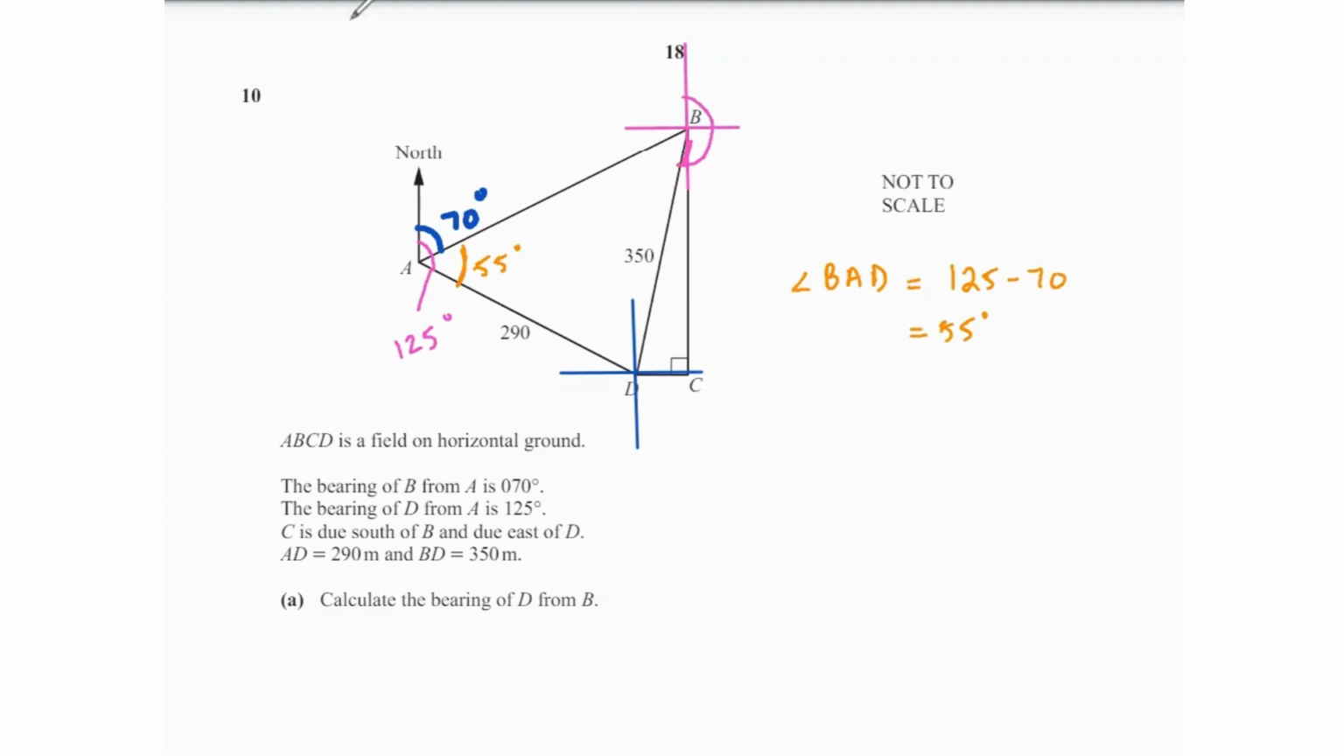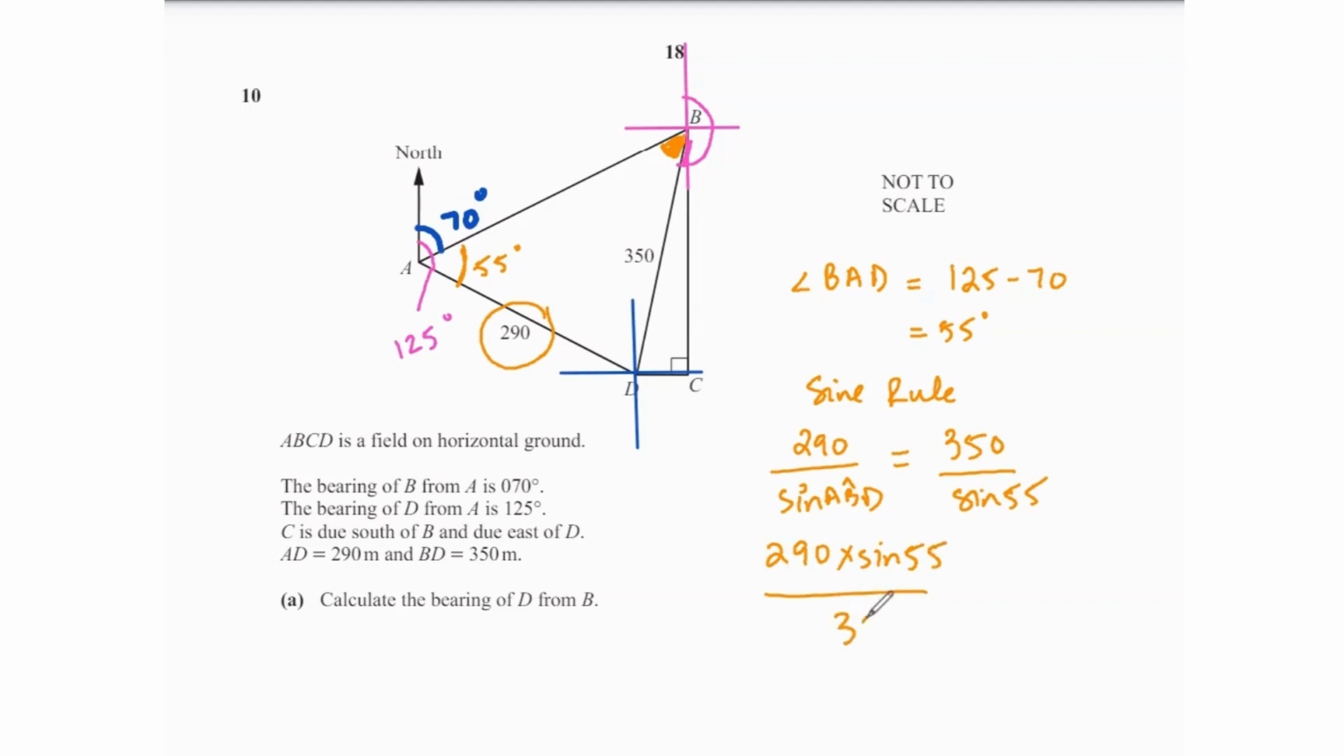Whenever we have a non-right angle triangle, and they've given us one complete set of angle and length, which is this, and they have given us another length or angle, and they want us to find the angle or length for that, which is the case of this length. So we want to find this angle over here. To find it, we will use the sine rule, which is 290 over sine of angle B equals 350 over sine of 55. Actually, let's rewrite angle B as angle ABD. We're trying to find the angle of this triangle. So that's going to be 290 times sine 55 over 350.